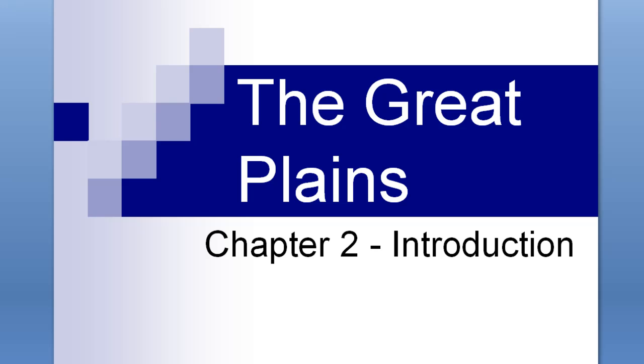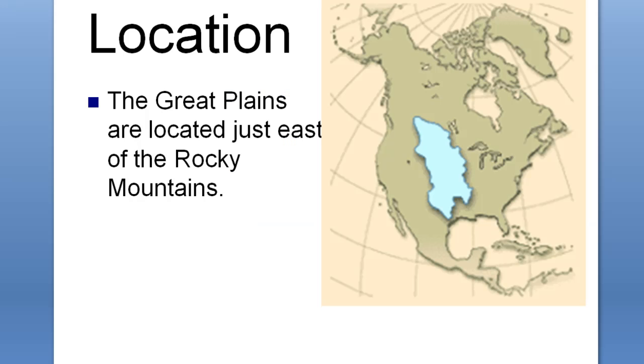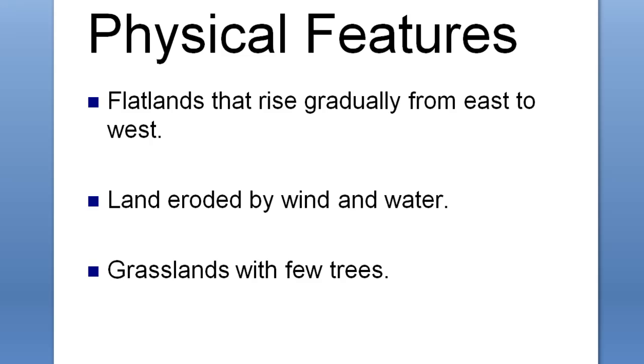So, when you look at the map of the United States, what you see here is North America. You see the Great Plains range from Texas all the way up into Canada. So, you're looking past the Appalachian Mountains, but before the Rocky Mountains in the United States. The physical features of this are flatlands that rise gradually from east to west. The land is going to be eroded by water and wind. There are grasslands, but very, very few trees.